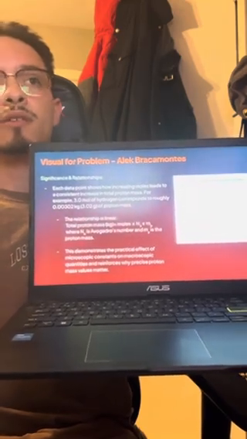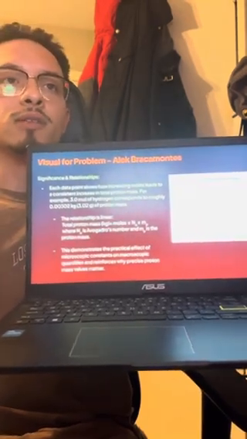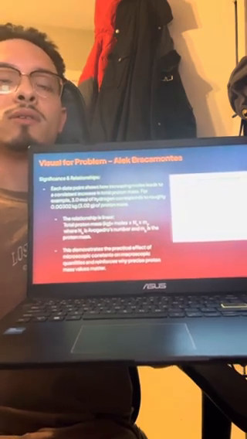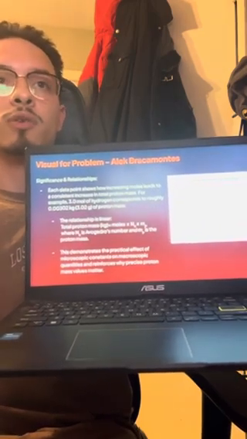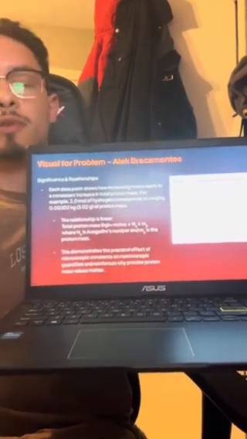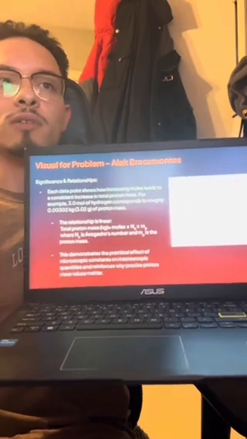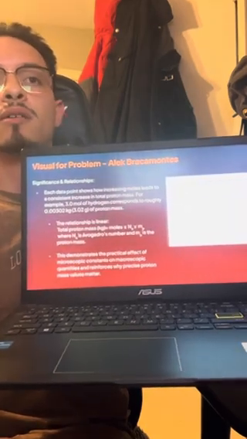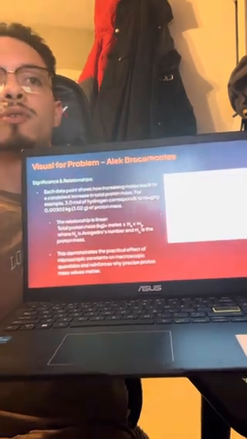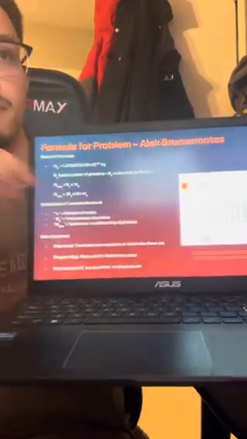The relationship is linear, so the total proton mass in kilograms equals moles times Avogadro's number times the proton mass, where Na is Avogadro's number and Mp is the proton mass. This demonstrates the practical effect of microscopic constants on macroscopic quantities and reinforces why precise proton mass values matter.